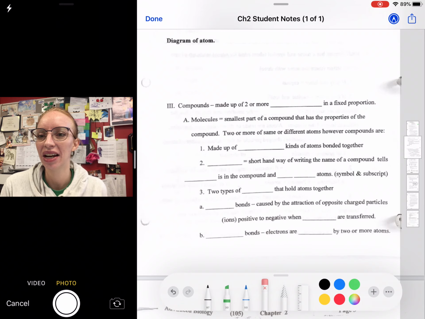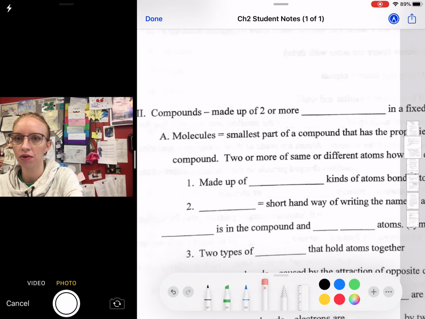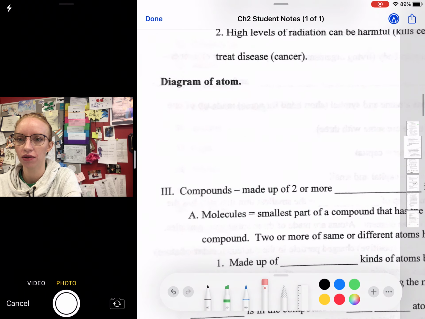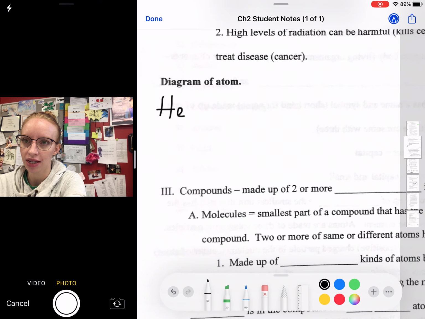Okay guys, now we're going to make a quick diagram of an atom. So I would like to draw you helium and oxygen, just as examples. Helium, its symbol is capital H, lowercase e. Its atomic number is 2, and its atomic mass is 4.